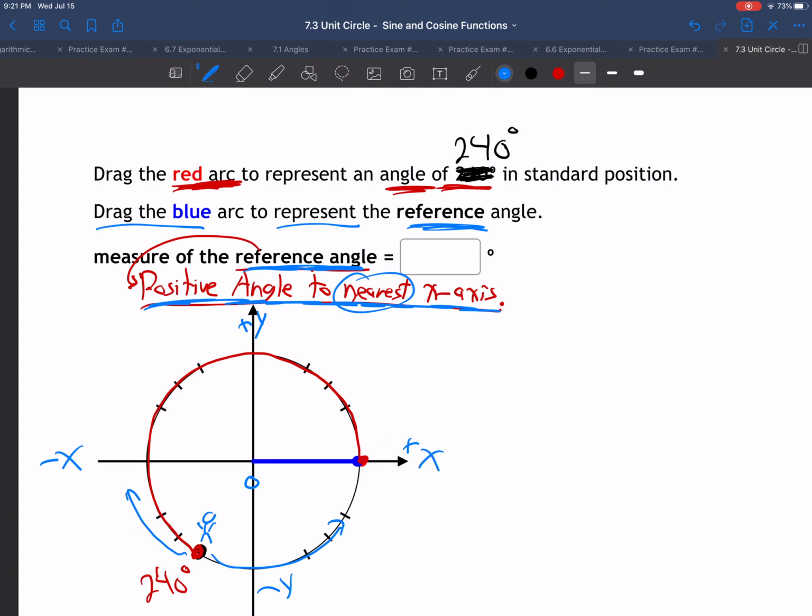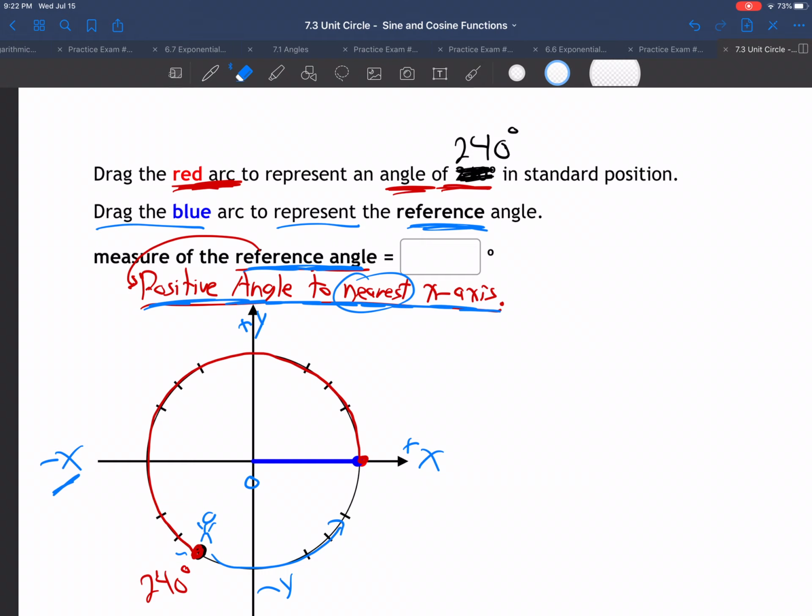Which one's nearest? Which side? The positive x side or the negative x side? Well, clearly the negative x side, right? This side over here is closer to where you're at when you're right there. Now, if you were over here, it'd be closer to the positive x-axis, but you're not. We're at 240 degrees, so we are closer to the negative side of the x-axis. So that's where we're going.